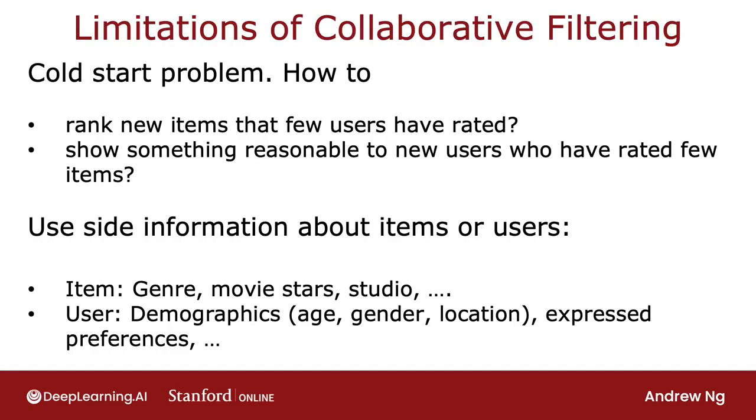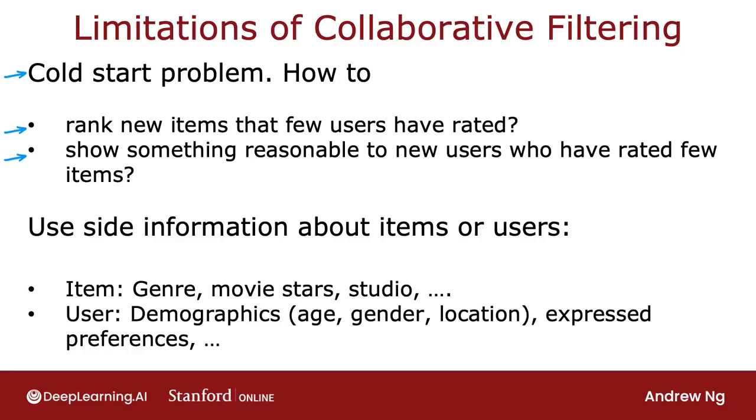Before wrapping up this section, I want to mention a few limitations of collaborative filtering. In collaborative filtering, you have a set of items and a set of users, and the users have rated some subset of items. One of its weaknesses is that it's not very good at the cold start problem. For example, if there's a new item in your catalog, say someone's just published a new movie and hardly anyone has rated that movie yet, how do you rank the new item if very few users have rated it before? Similarly, for new users that rated only a few items, how can we make sure we show them something reasonable?